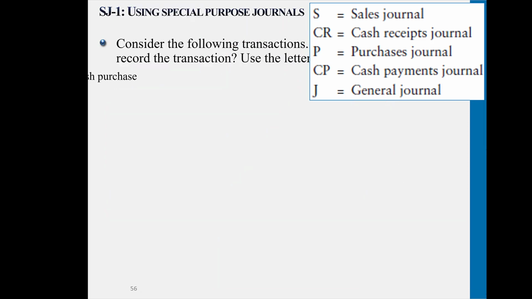So here's our first transaction. You make a cash purchase of inventory. Now some students immediately say, oh, it must be the purchase journal. But remember, the purchase journal is only for purchases on account. Since we make a cash purchase, that means we're spending cash. So that's CP, cash payments journal.